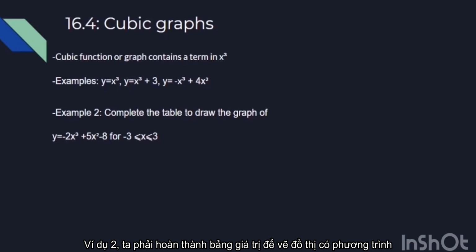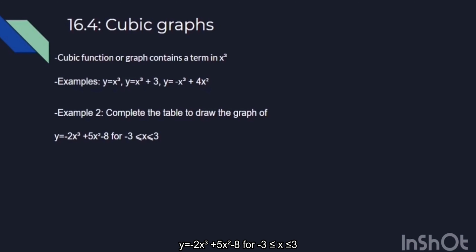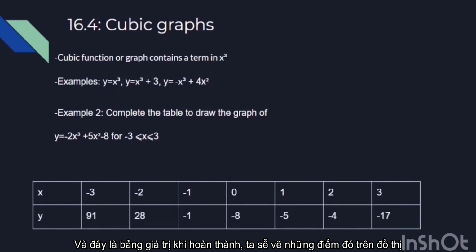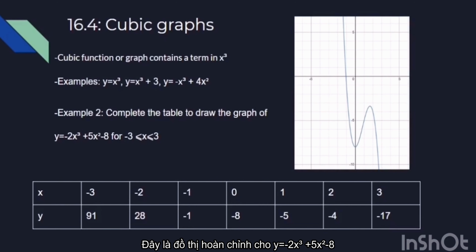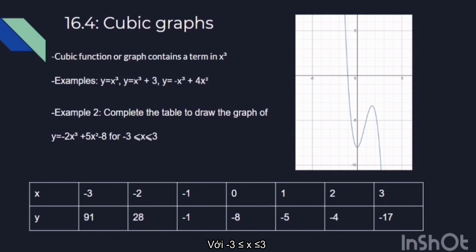Example 2, we will complete the table to draw the graph of y equal minus 2x cubed plus 5x squared minus 8 for minus 3 less than or equal to x less than or equal to 3. Here is the complete table, and from that we will plot points on the graph, and here is the complete graph for y equal minus 2x cubed plus 5x squared minus 8 for minus 3 less than or equal to x less than or equal to 3.